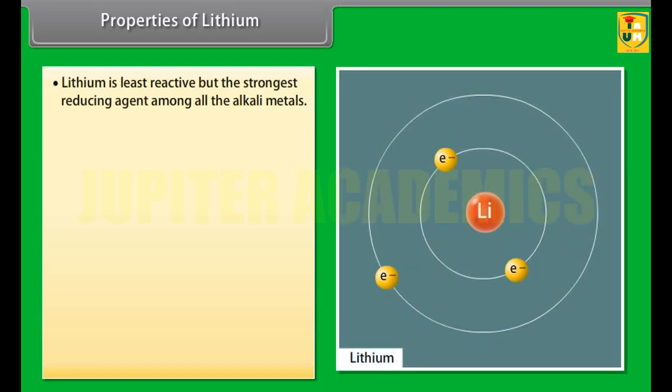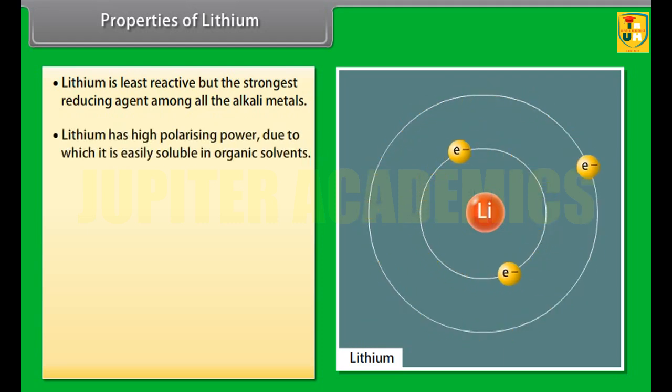Properties of lithium. Lithium is least reactive but the strongest reducing agent among all the alkali metals. Lithium has high polarizing power, due to which it is easily soluble in organic solvents.